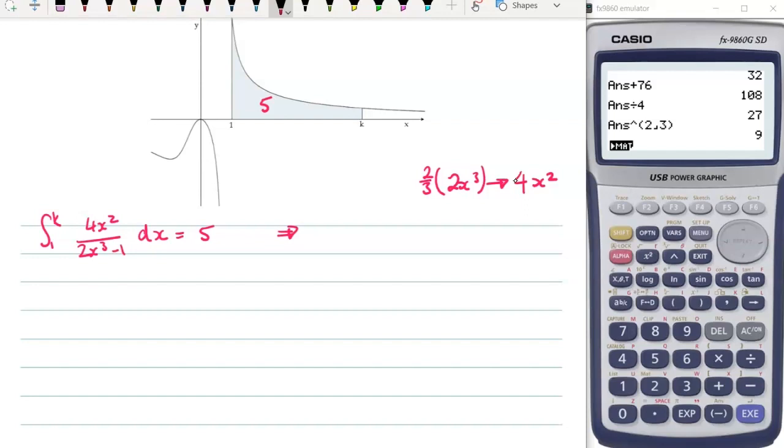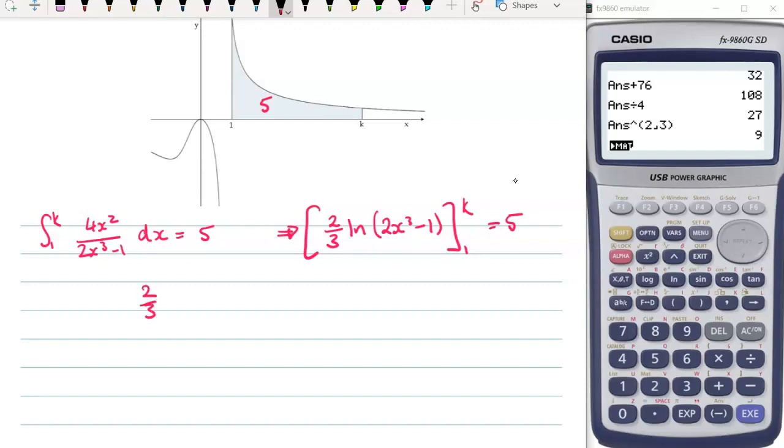So the answer that we want to start with is going to be 2/3 of the natural log. So 2/3 natural log of 2x cubed minus 1 for what's in the bottom of our fraction there. If you were to differentiate that, you would get 4x squared over 2x cubed minus 1. Now we put in the values of 1 and k and set that to be equal to 5. So we have 2/3. I'm actually going to take that outside of the bracket entirely. We can do that with constants.